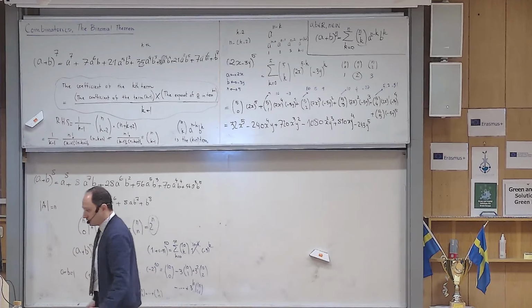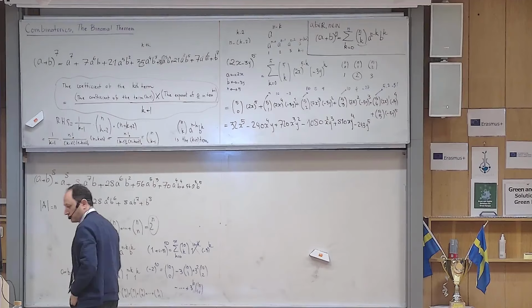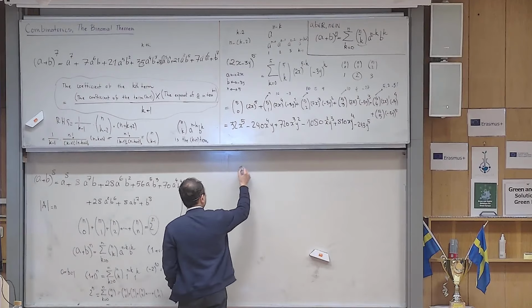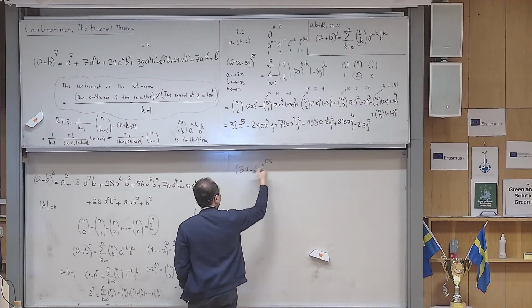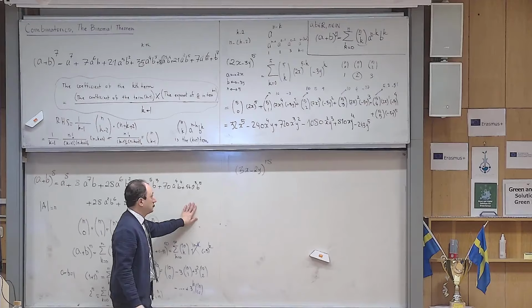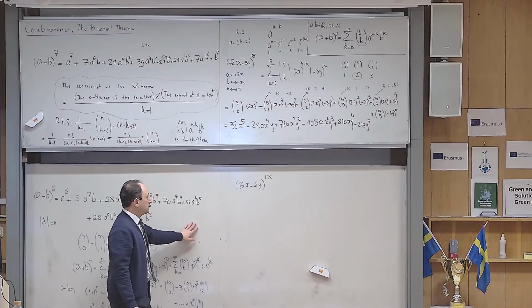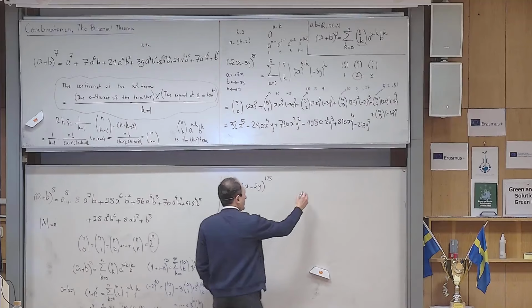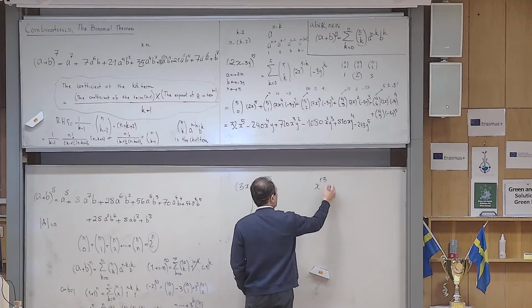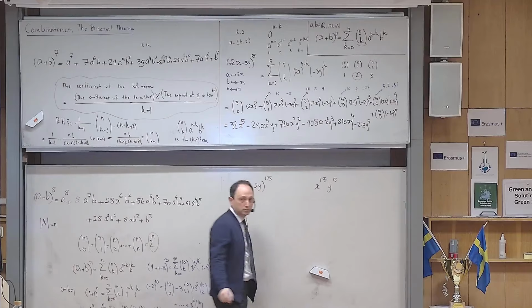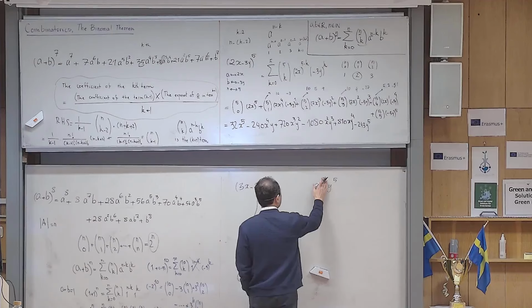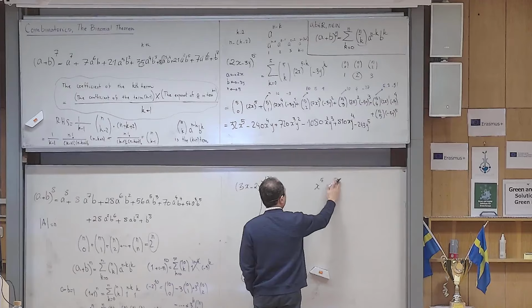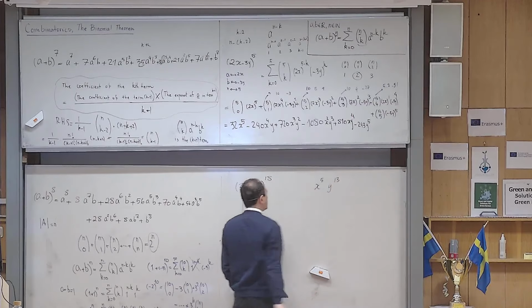So consider the expansion of 3x minus 2y to the power of 18. Consider this expansion. What is the coefficient of x to the power of 13, y to the power of 5? Or let me do it the other way around. x to the power of 5, y to the power of 13. It doesn't matter, of course.